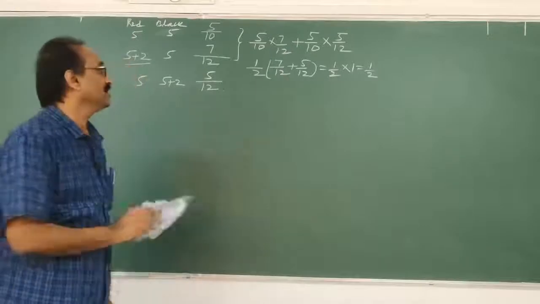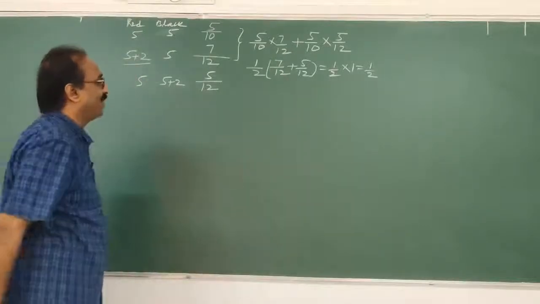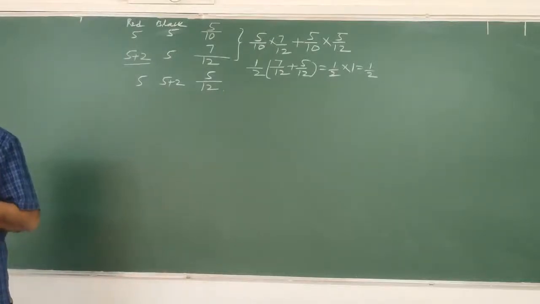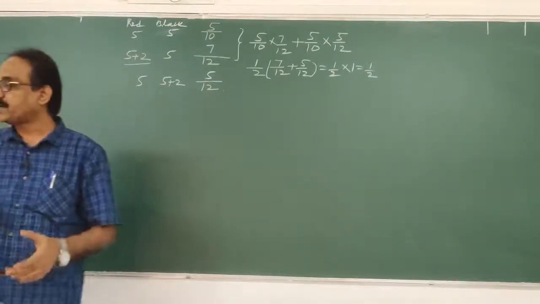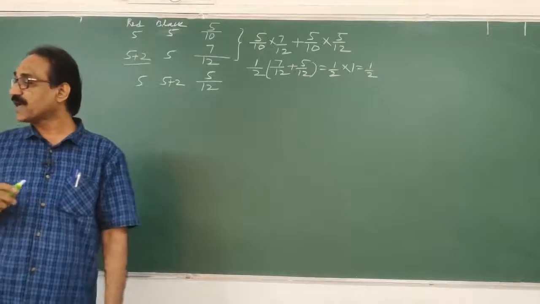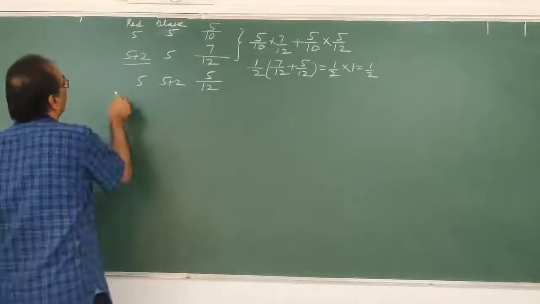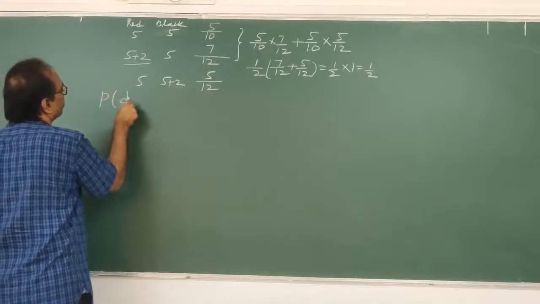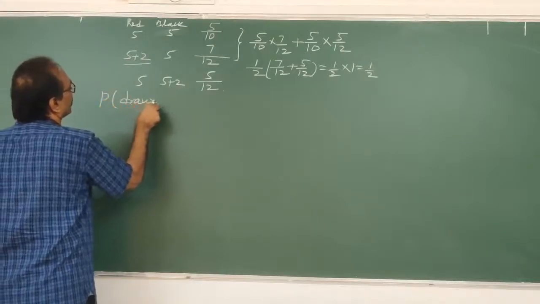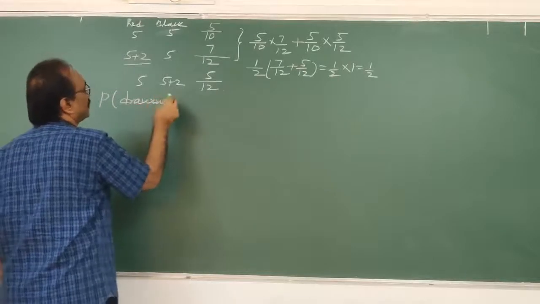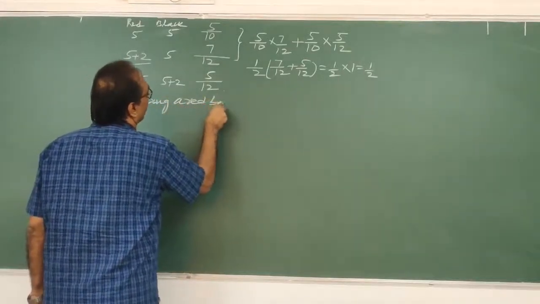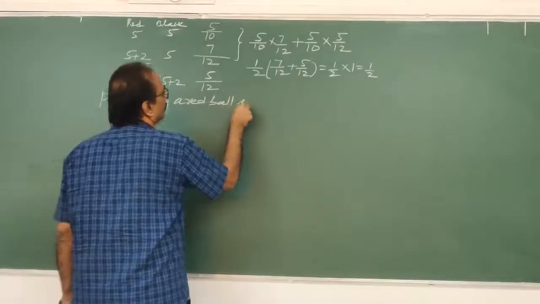Okay, my dear students, understood, you know? So let me try to write here. Okay, so this is how we have to write. It is important. First, the probability of drawing a red ball. I write P, the probability of drawing a red ball in the first draw.